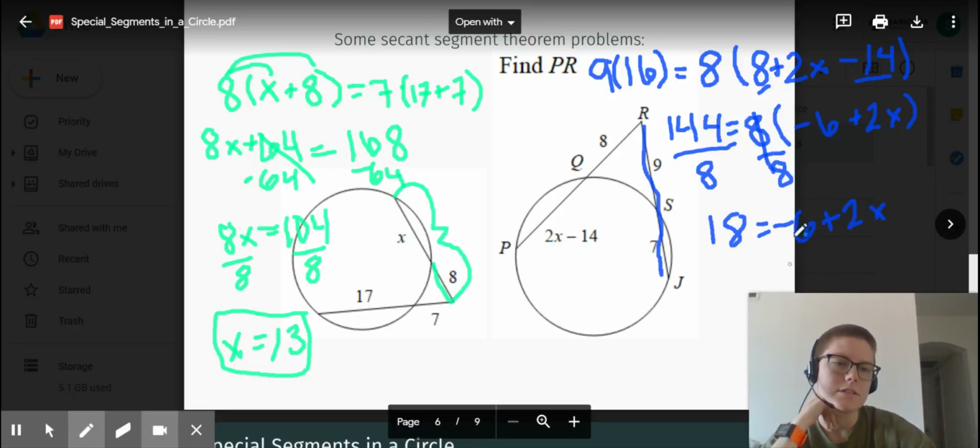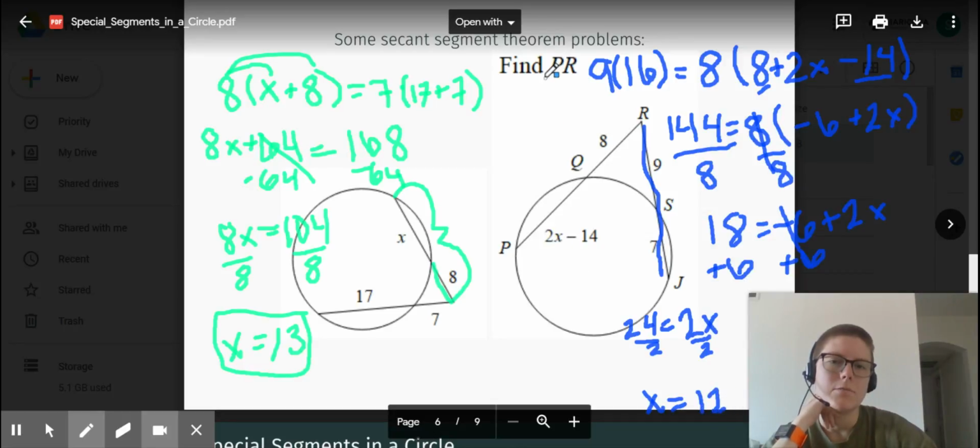Got to get rid of this negative 6, so we'll add it. Okay, then we got 24 equals 2x. Divide out that 2, which means x equals 12.